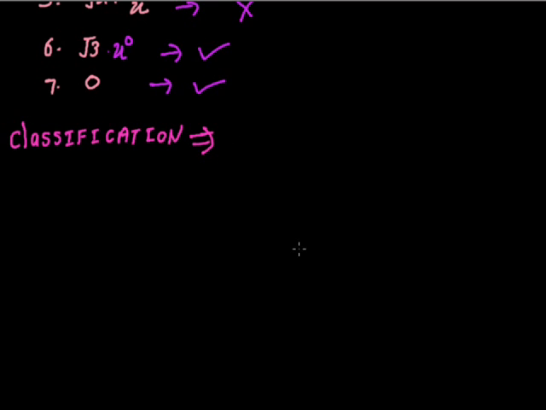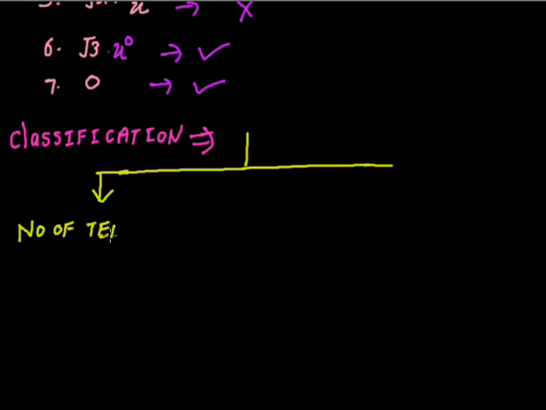What are the two different criteria? Let's define. We can classify the polynomial expression on the basis of two criteria. One, first we can classify it on the basis of number of terms. And in the second way, we can classify the polynomial expression on the basis of degree.